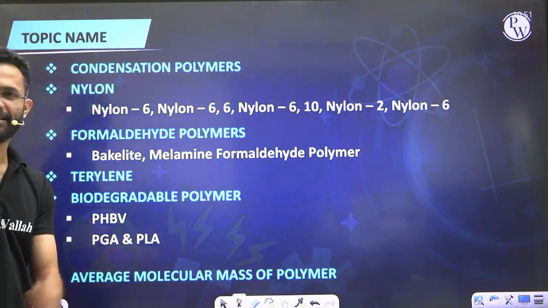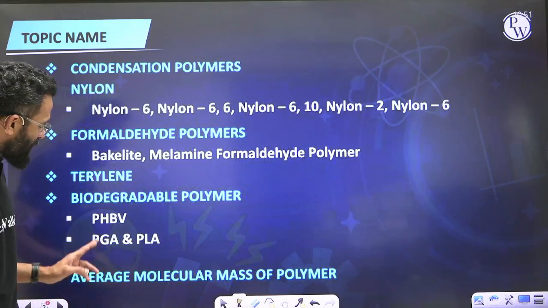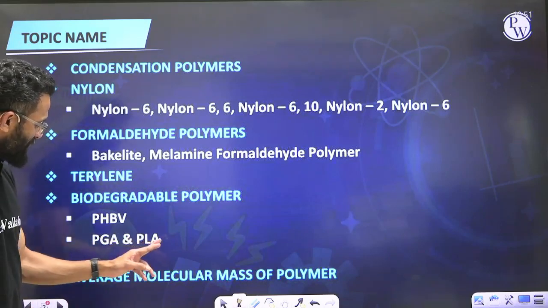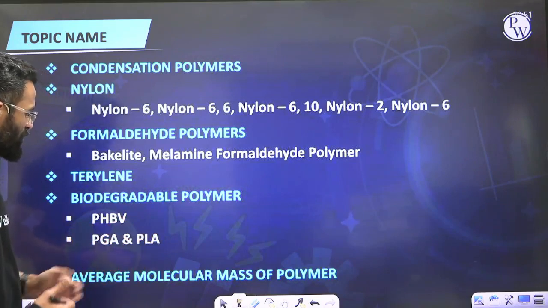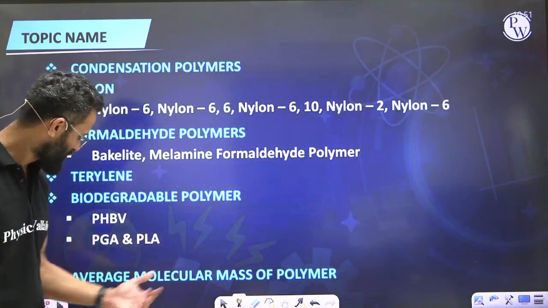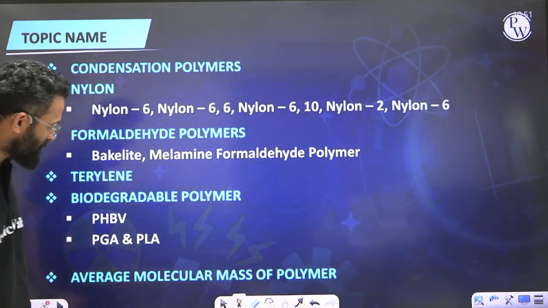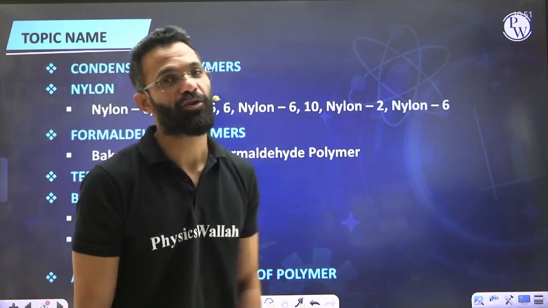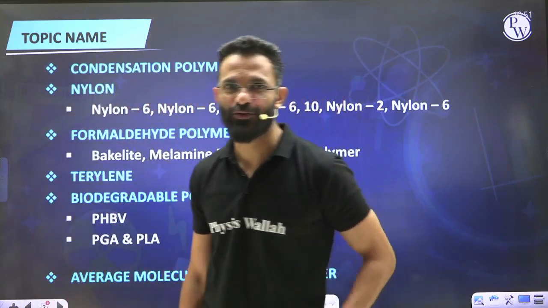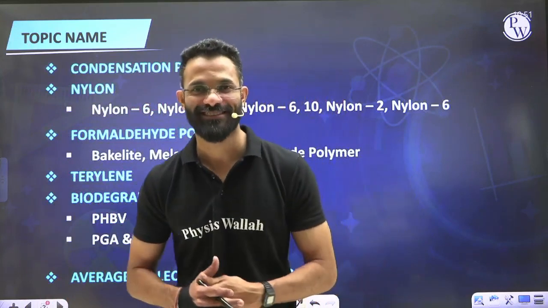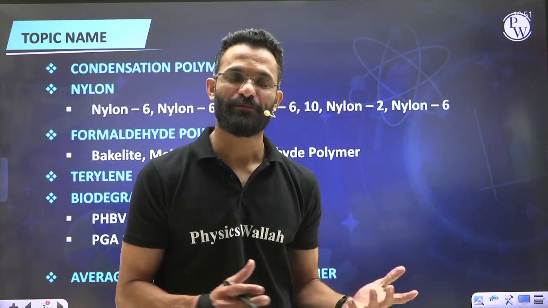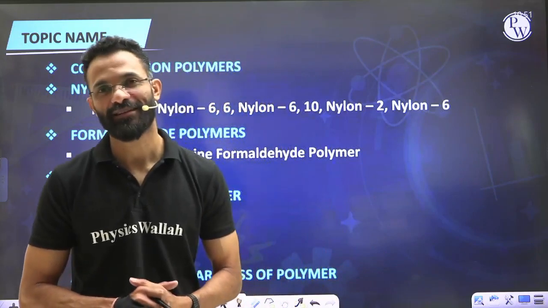We'll then be discussing PGA, that is polyglycolic acid, and polylactic acid. When these two are taken together, we sometimes also call it PLGA. And then finally, we'll be discussing the molecular mass of polymer. We'll certainly be seeing why we refer to it as average molecular mass and not the precise molecular mass. So guys, that is going to be the last part of today's chapter, that is polymer.